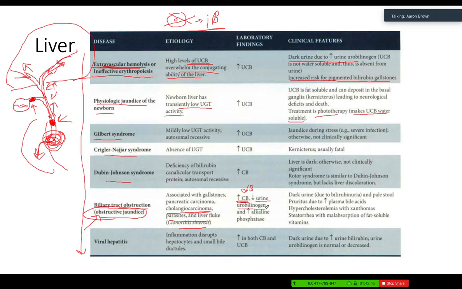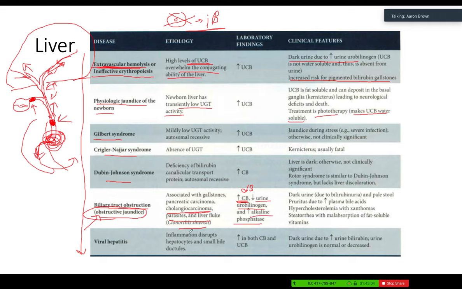Decreased urine urobilinogen. Again, in order to get urobilinogen, we need to be able to excrete it and then reabsorb it. Remember, there's bacteria here in the gut that do some conjugation that allow us to reabsorb it and excrete it through the kidneys, okay? So we should see decreased urobilinogen.